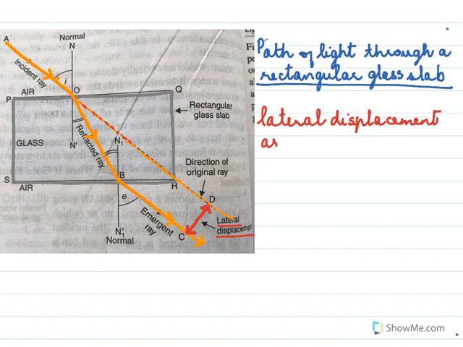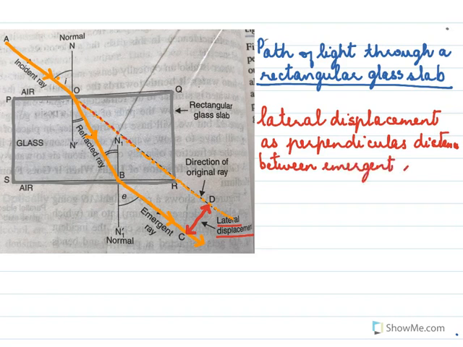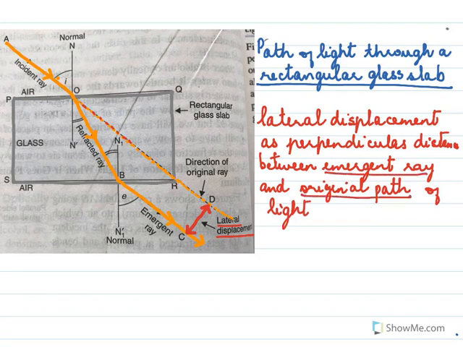So we define lateral displacement as the perpendicular distance between emergent ray and original path of light. So this distance between the emergent ray and the original path of light is called lateral displacement. Let me mark that again. So here is the original path of light, and this is the emergent ray. The distance between them is lateral displacement.